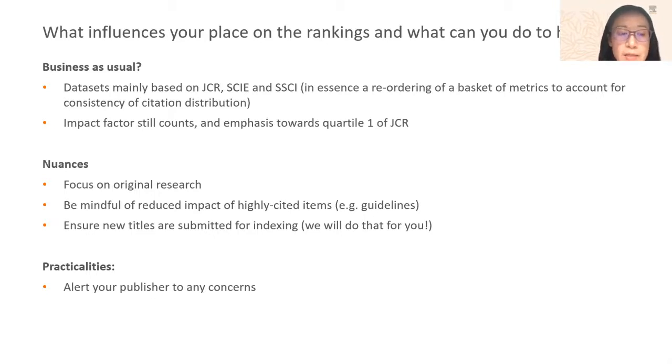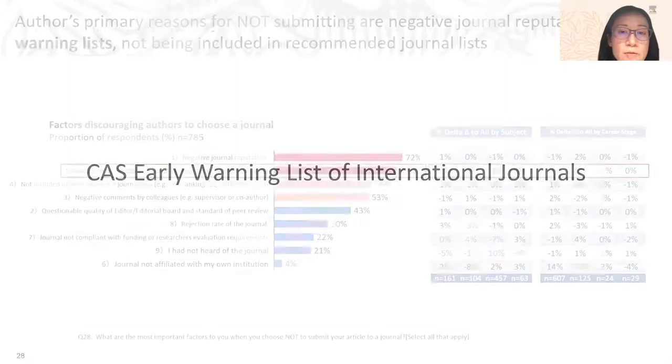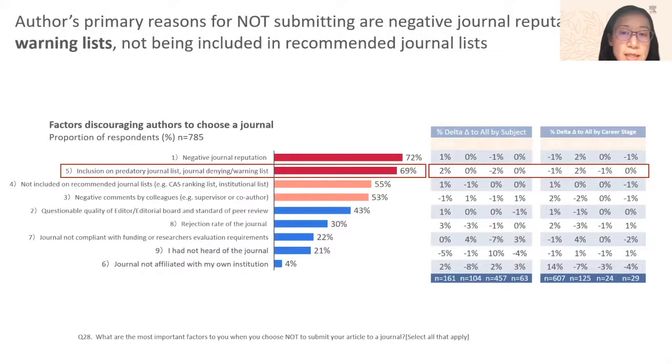And on a daily basis, always communicate frequently with your main contact at Elsevier, that is your publisher, about any of your concerns. So next, I'm going to quickly talk about the early warning list of international journals. This list is mainly composed of international titles published by international publishers. So CAS has gradually taken responsibility for issuing a list for researchers to be mindful about predatory journals, to avoid publishing in this kind of titles.